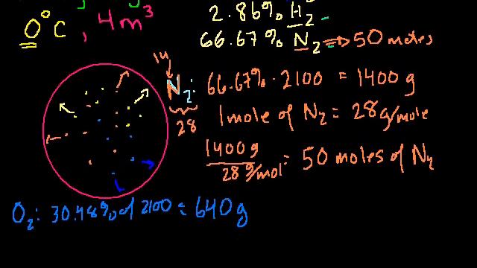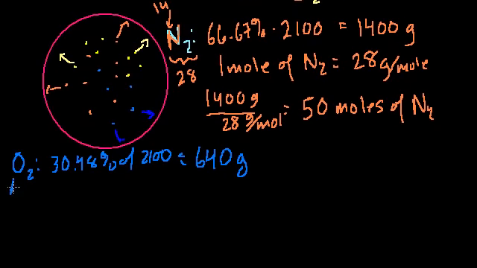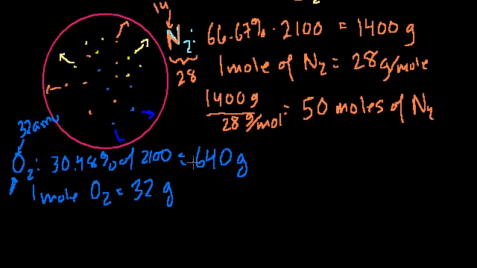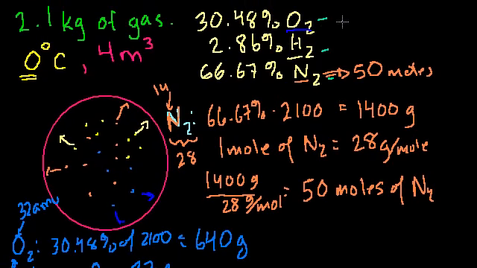And then what is the mass of 1 mole of the oxygen gas molecule? The atomic mass of 1 oxygen atom is 16. You can look that up on the periodic table, although you should probably be pretty familiar with it by now. So the atomic mass of this molecule is 32 atomic mass units. So 1 mole of O2 is going to be 32 grams. We have 640 grams. So how many moles do we have? 640 divided by 32 is 20. We have 20 moles of oxygen. Now we just have to figure out the hydrogen.